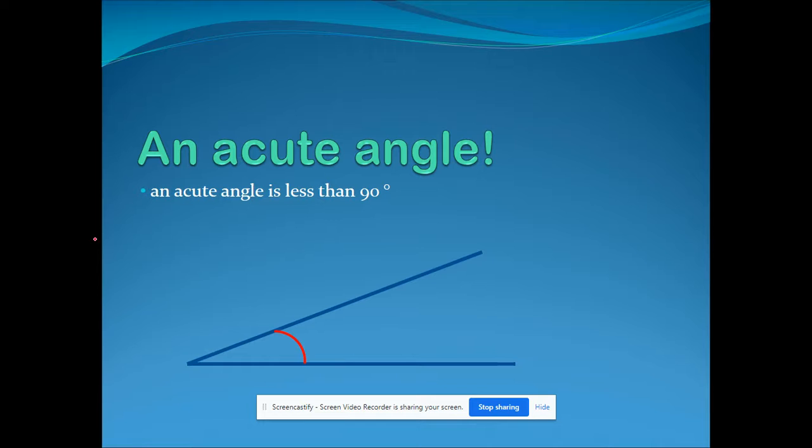You know, this is a 90 degrees, right? Like this. But an acute angle is less than 90 degrees, okay?